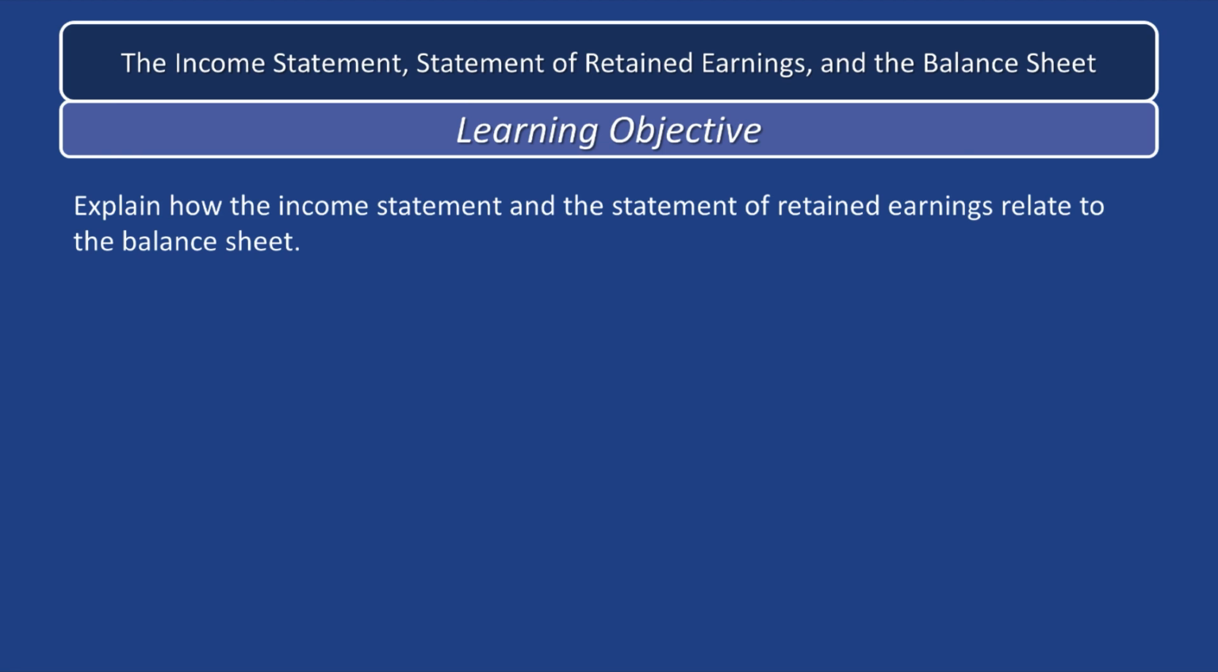In the statement of retained earnings, the net income figure from the income statement is added to the beginning retained earnings balance, while dividends declared during the period are subtracted, arriving at the ending retained earnings balance. The ending retained earnings balance is then reported in the balance sheet as a component of owner's equity.